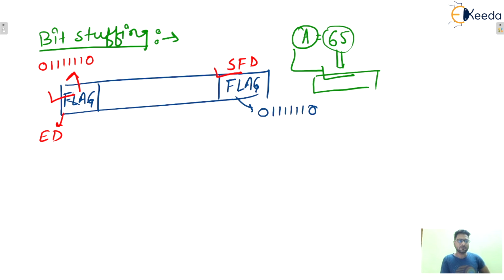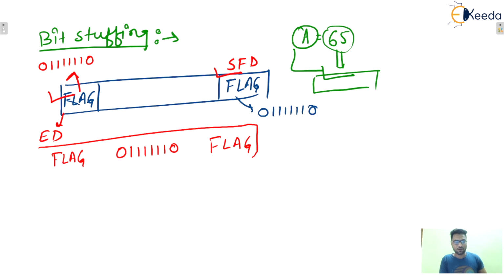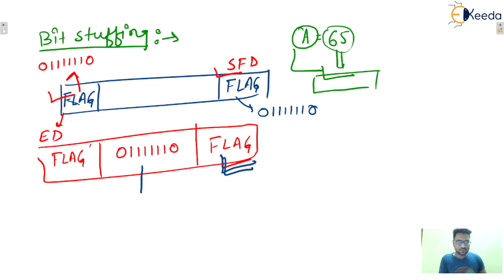Now what happens? Let's say the data contains 0 1 1 1 1 0. Let's say this is the data, this is the flag, and this is the flag. Whenever this frame reaches the destination, this flag will come, then the receiver will think that this is the start of the frame. But when this is part of the data, and this comes, the receiver will understand that this is the ending flag.